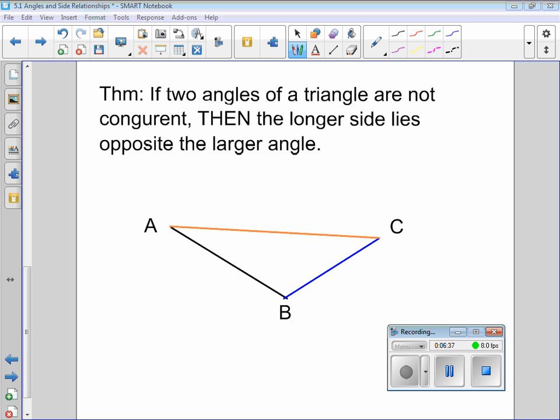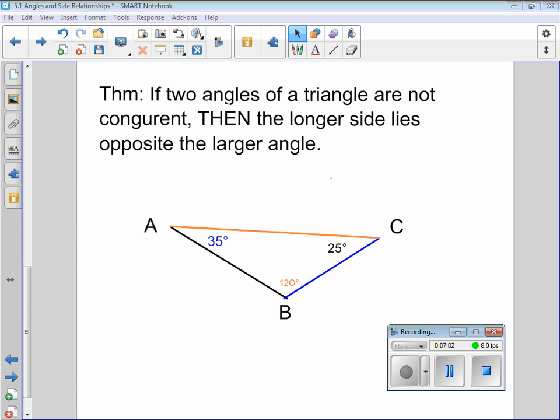So what we find out is the converse is true as well. In the first theorem that I just gave you, we knew the sides and we were able to order the angles. In this case, this theorem says if two angles of a triangle are not congruent, then the longer side lies opposite the larger angle. Okay, so let's take a look at this problem. I'm going to put some information in there. Let's see if we can order the sides this time with the angles.